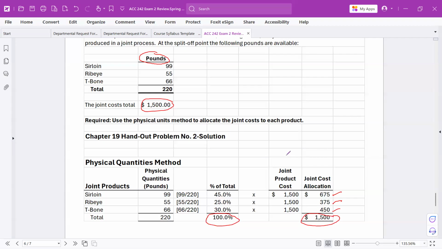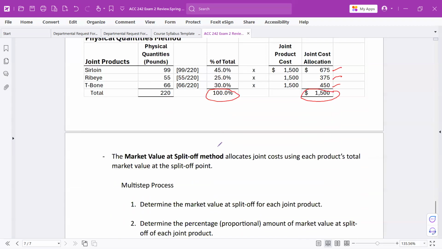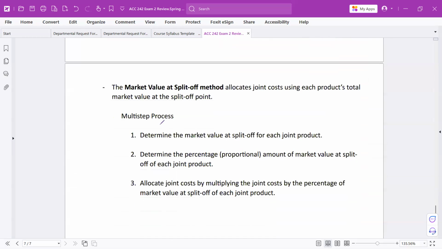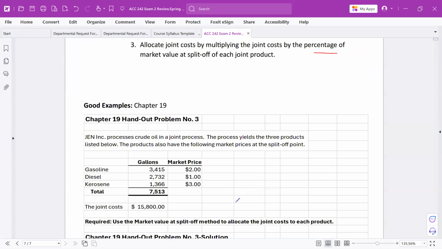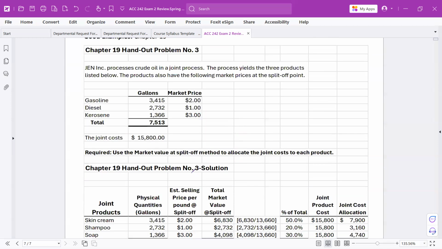An alternative to using the physical units method is the market value at split off method. So some companies prefer to use market value. The process is a lot like using the physical units method. Instead of allocating based on physical units, you just allocate based on market value. And you use market value to determine the percentages, and then multiply the percentage times the joint cost to get the allocation.